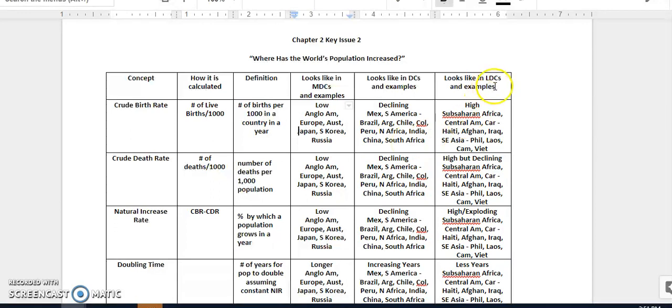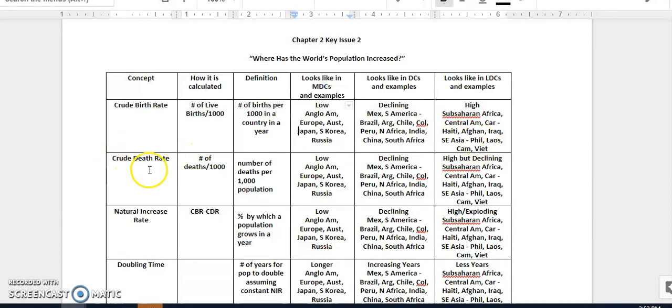And what does it look like in an LDC? Crude birth rates in an LDC are still high, and this would be countries in Sub-Saharan Africa, those countries below the Sahara Desert. Central America, countries like Honduras, Nicaragua, Guatemala, Caribbean countries like Haiti, Afghanistan, and some of the other stans like Tajikistan and Kyrgyzstan, Iraq, Southeast Asian countries like Philippines, Laos, Cambodia, Vietnam, and Myanmar.